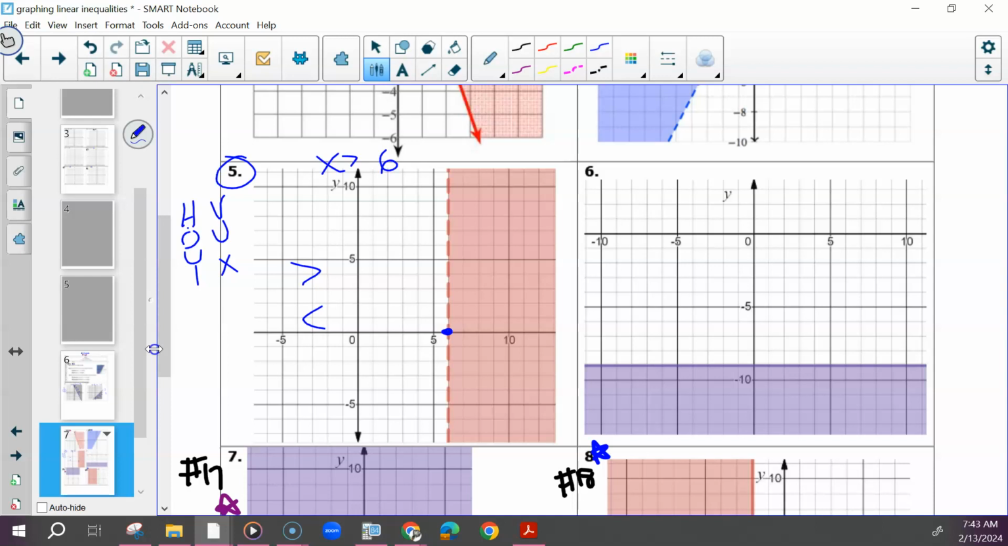So these are actually graphs from Desmos. So if you were to put these in, it will show you the type of line. It will shade it for you in the direction it needs to be shaded. And I'm going to pass these out.